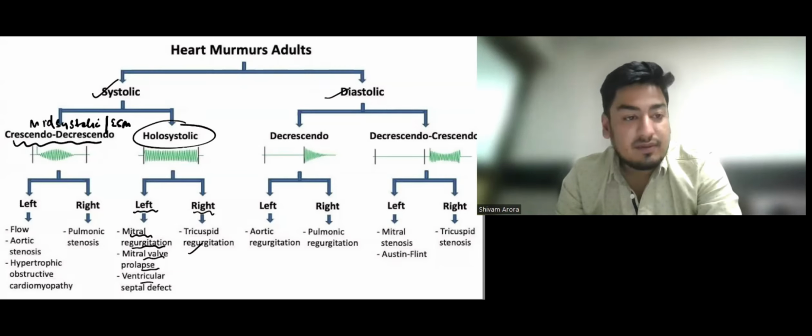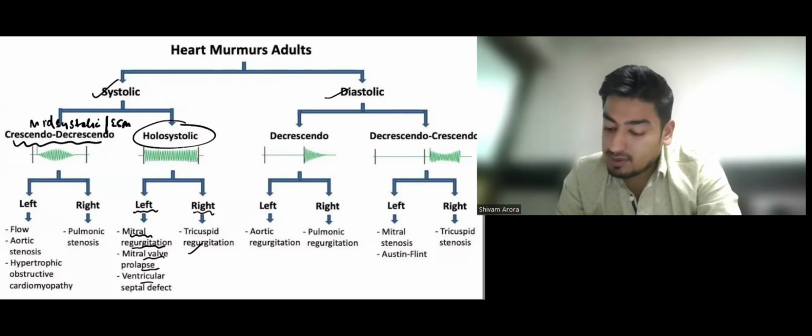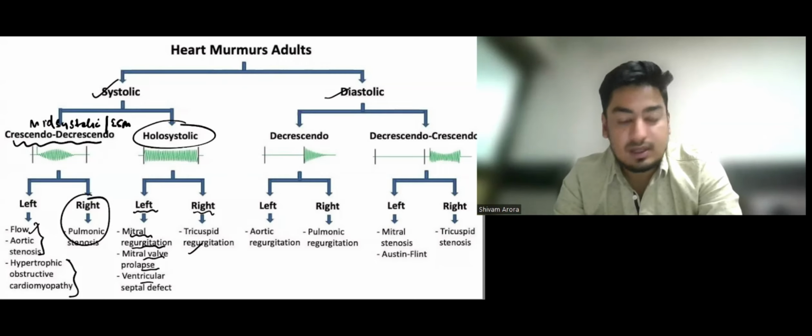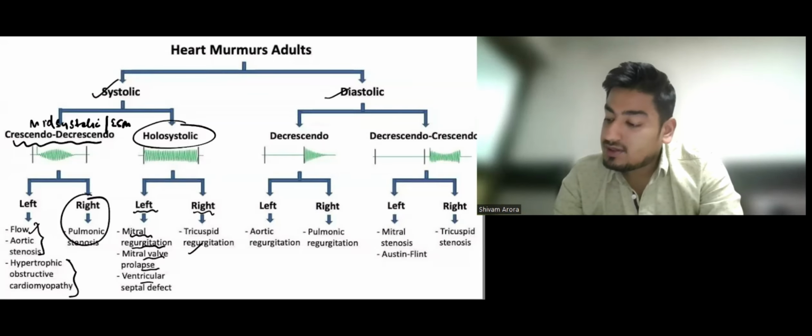Ejection systolic murmur, if heard on the left side, can be because of aortic stenosis, can be a flow murmur, or can be because of HOCM. While if heard on the right side, then it is because of the pulmonary stenosis. Okay. Now you will tell me in the comment section that how can we differentiate between the murmur of HOCM and AS.